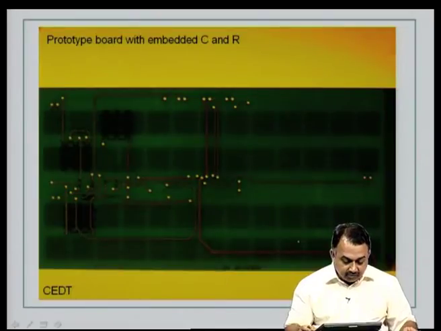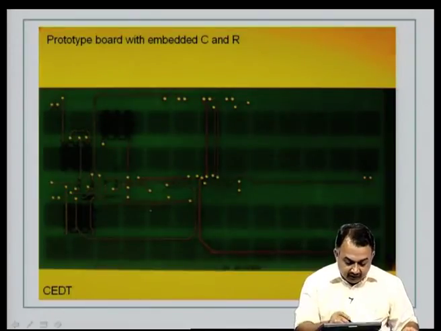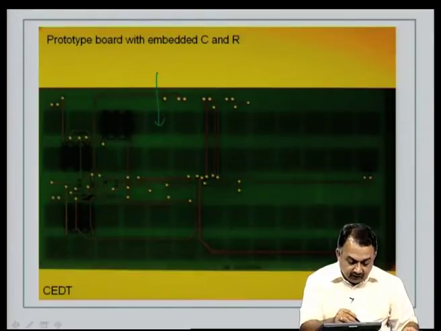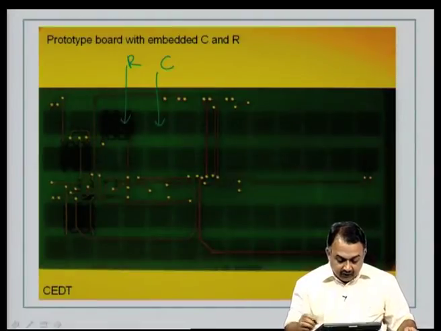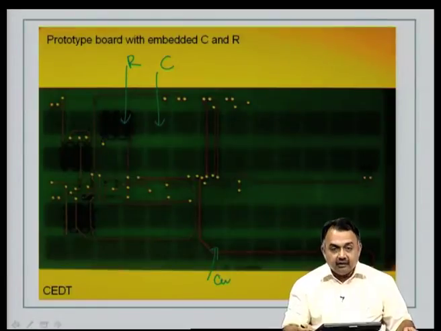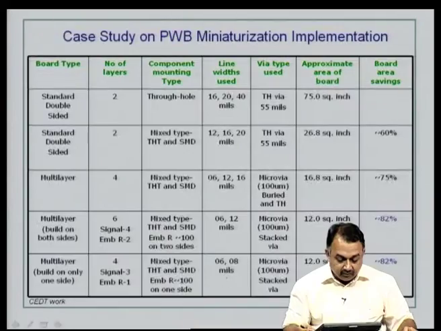And here you can see a prototype with embedded C here, and then these are embedded resistors. This is you can see in the background. So, the top copper layer has been built over the inner capacitor and resistor layers. So, this is a working prototype board.